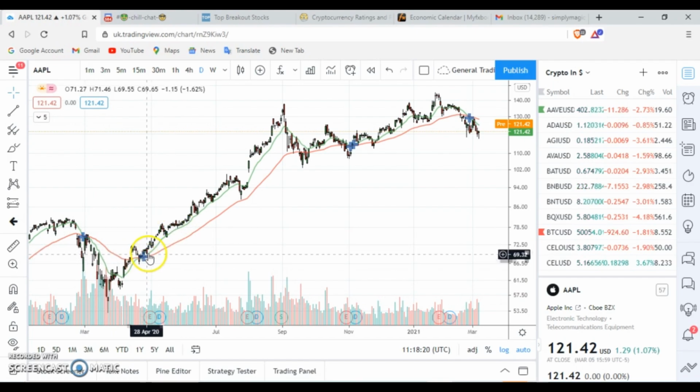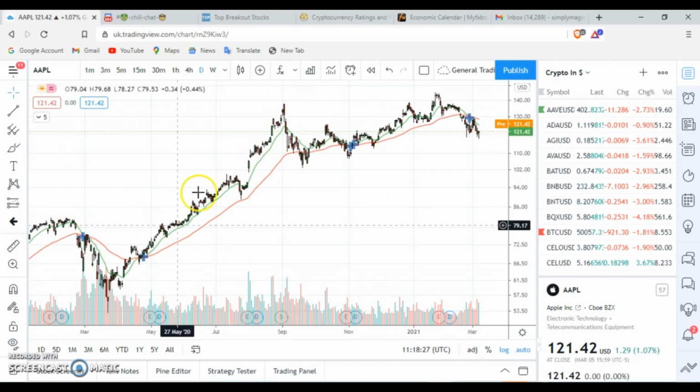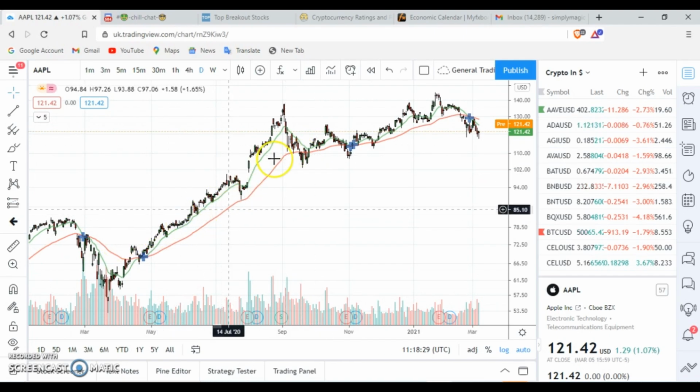So right here is where you would buy the stock, and you ride it all the way until it sort of touches. Maybe here is where you get out, and you could have caught all of that move, and you ignore all the noise. You ignore all the noise in the middle.